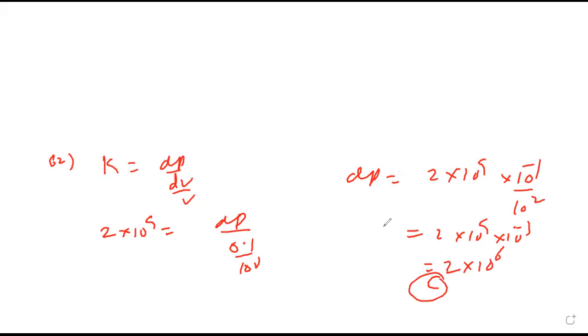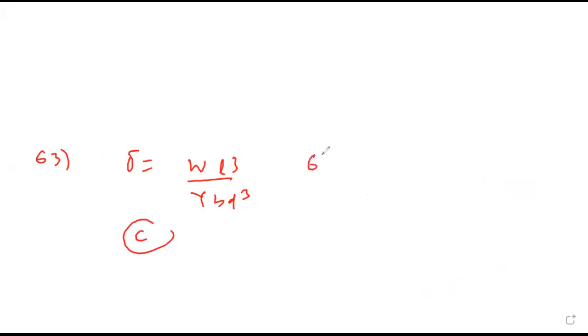63. Sag in a bar of length L, weight W applied at midpoint, when it is supported at its ends by fixed points at the same height, is proportional to. Okay. Sag means delta. It's WL cube upon YB cube. The option is C, proportional to L cube. 64. Young's modulus of a perfectly rigid body. Stress upon strain. Strain is 0, so infinity.